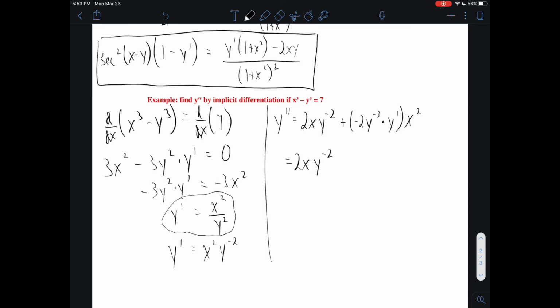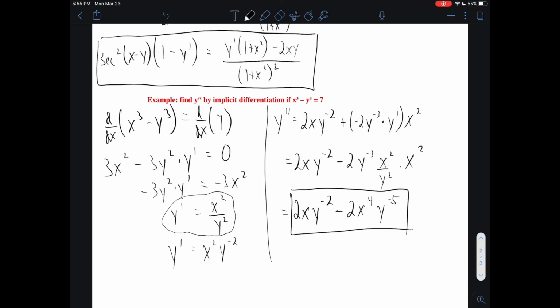So cleaning things up a little bit, instead of writing plus negative 2, I just have minus 2 y to the negative 3, and then y prime we have an expression for, that's x squared over y squared, and then we have that this is being multiplied by x squared. So then finally we can use some properties of exponents to write our final answer. Minus 2, the x's combine to be x to the 4th, and then the y's, y to the negative 3 divided by y squared is y to the negative 5. And so that's our answer for the second derivative.